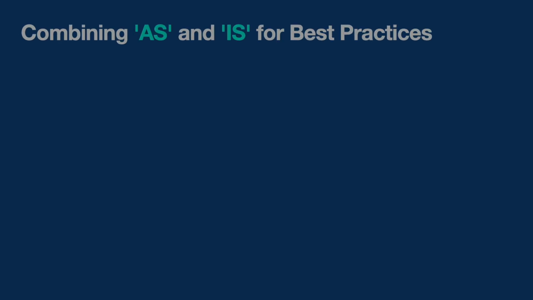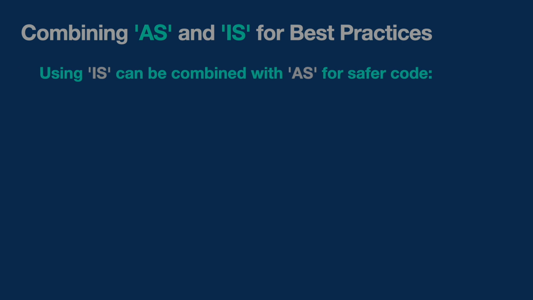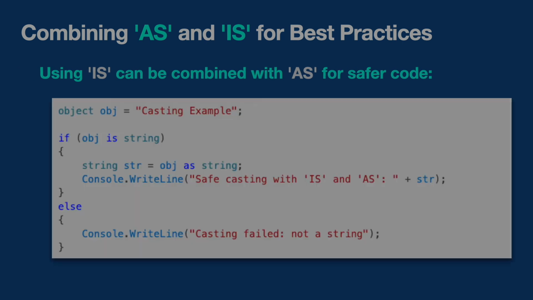So if you see what the best practices are, using as and is, the best practice is to combine them. Once you combine them, you will achieve a very good outcome. For example, here is one casting example with an object. We are first checking in the if condition whether it's a string or not. Since it's a type-safe type match, I believe both would be okay.